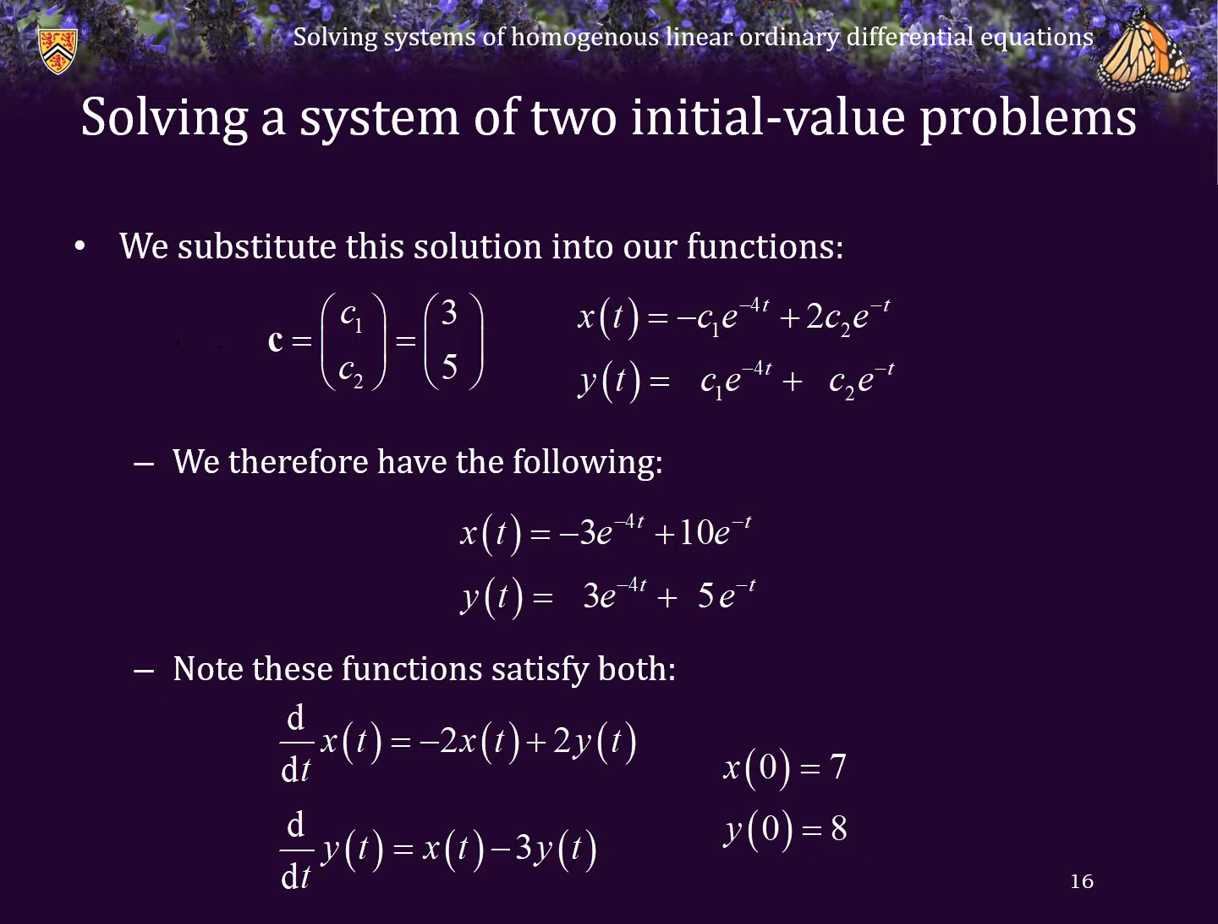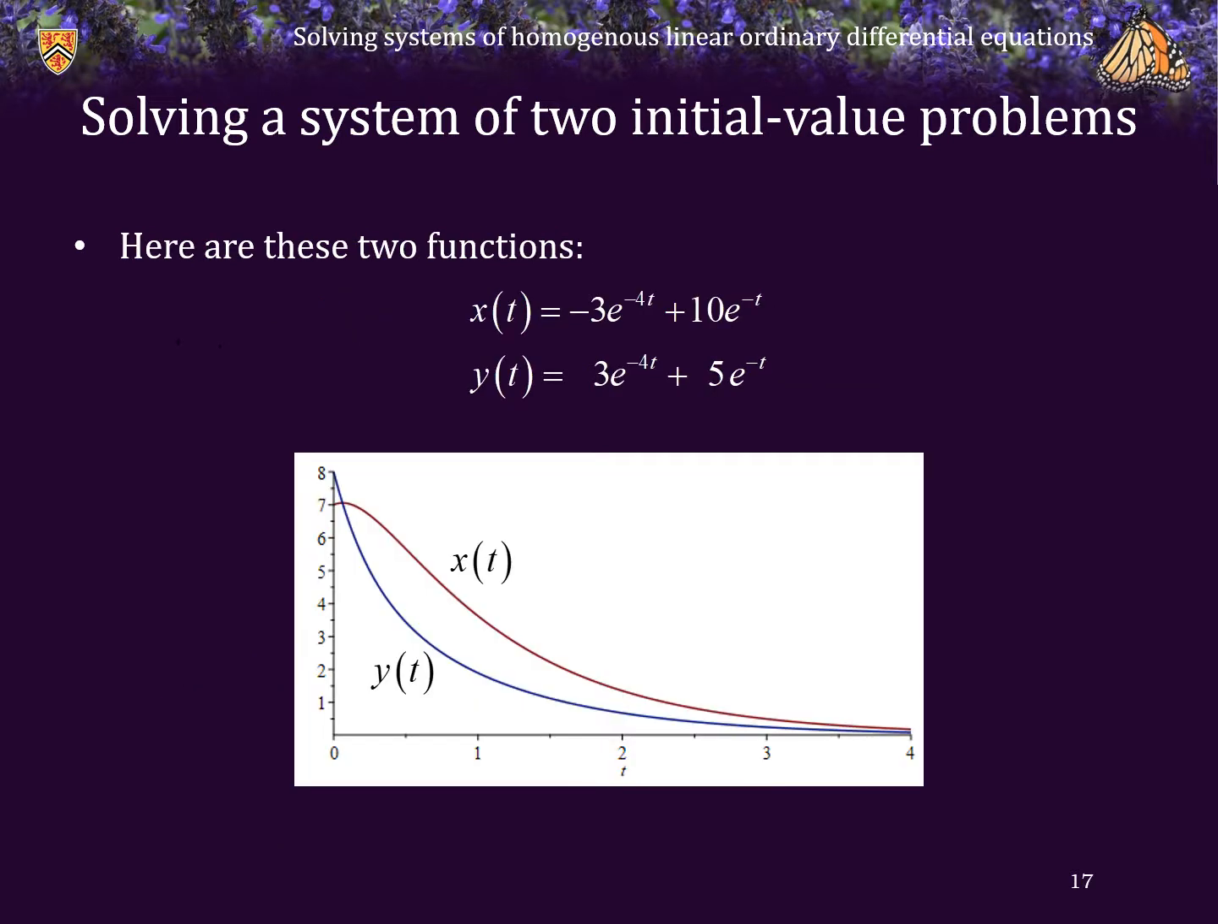You'll also notice that x of t evaluated at time t equals 0 is indeed 7. -3 plus 10 is 7. And y of t at time t equals 0 is equal to 8. 3 plus 5 is equal to 8. Incidentally, here are the two functions when plotted. You will notice that as time goes to infinity, both of these functions go to 0. This is an ideal case for an engineering situation. Essentially, we should return to the steady state, or the solution, x of t equals y of t equals 0.